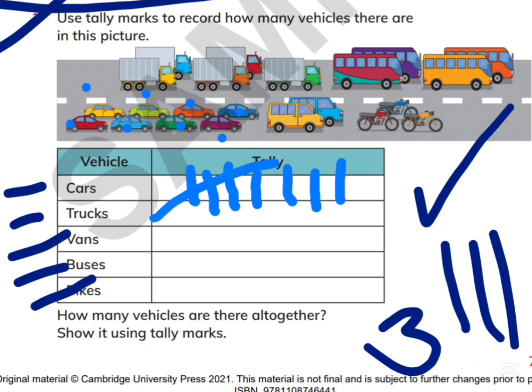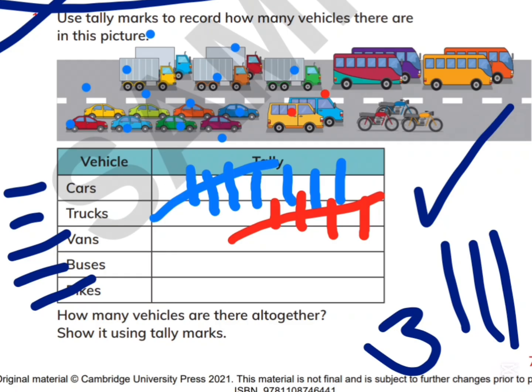It's very easy. Now we will write trucks. How many trucks are there? 1, 2, 3, 4, 5. This is again very easy. I will change the color. Trucks I'm writing with the red color. 1, 2, 3, 4, 5. Now we will count the vans. Where are the vans? Vans are here. 1, 2. Here are 2 vans.